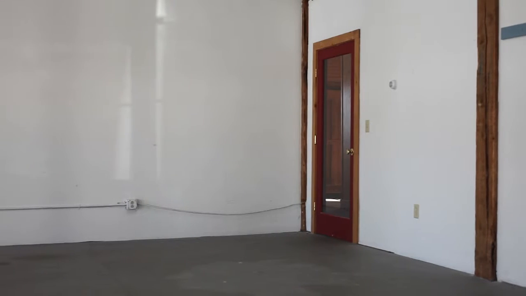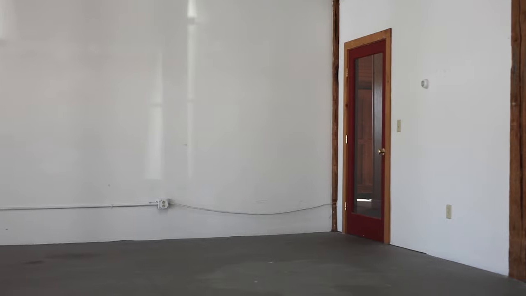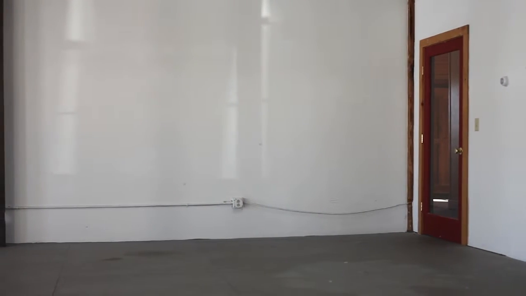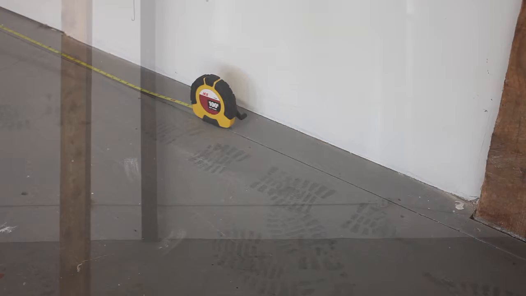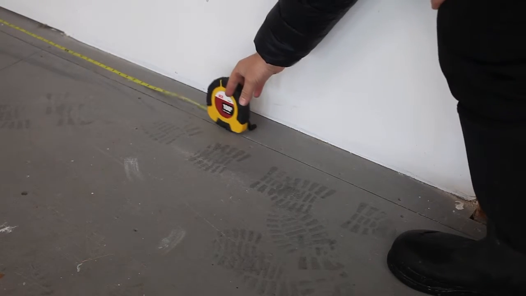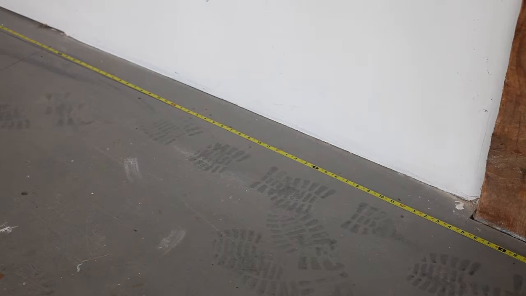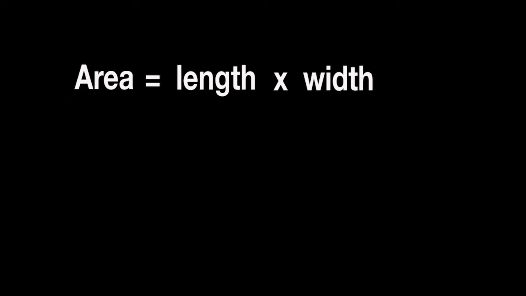Let's say you need to figure out how much carpet is needed to cover the floor of this room before you go to the store to buy it. In order to do this, you first need to calculate the area of the floor the carpet will cover. In a rectangular room, you need to measure the length and width of the room. Then, all you need to do is multiply these two measurements. Area equals length times width, or A equals L times W.